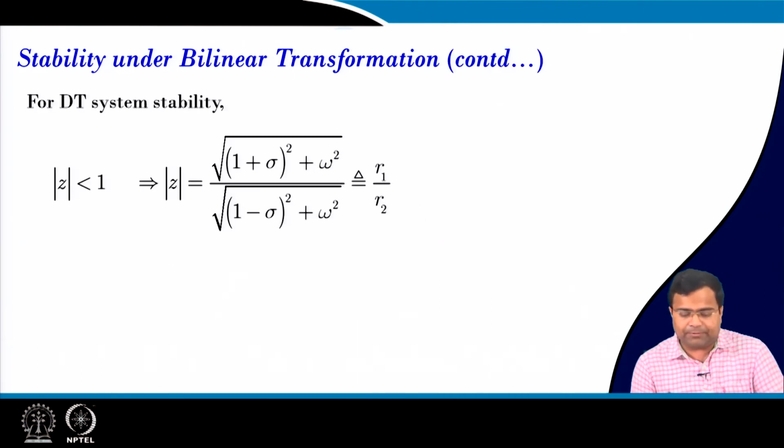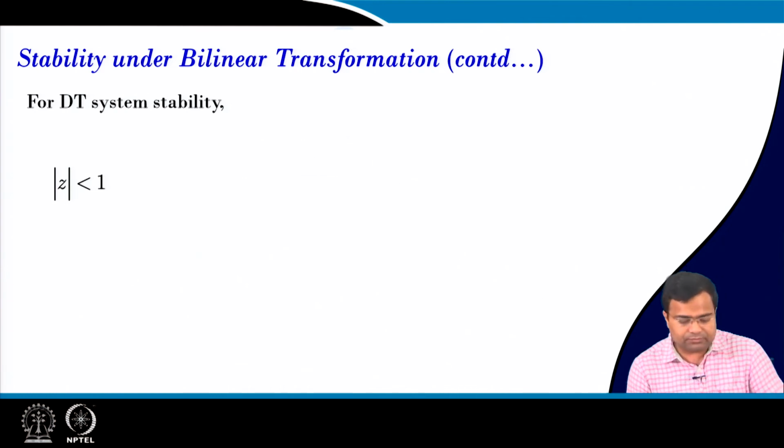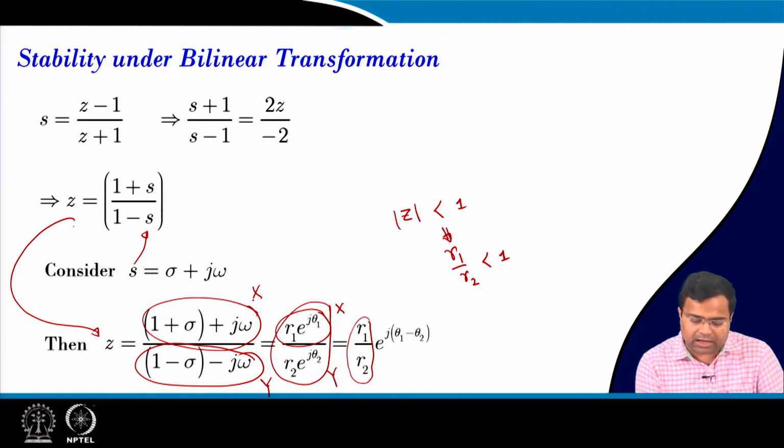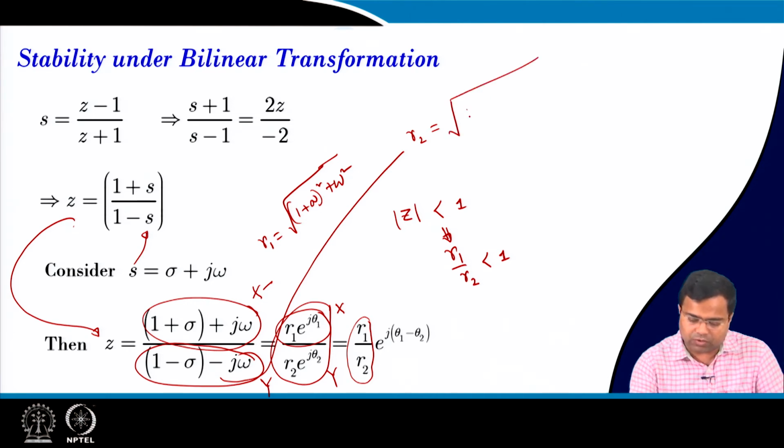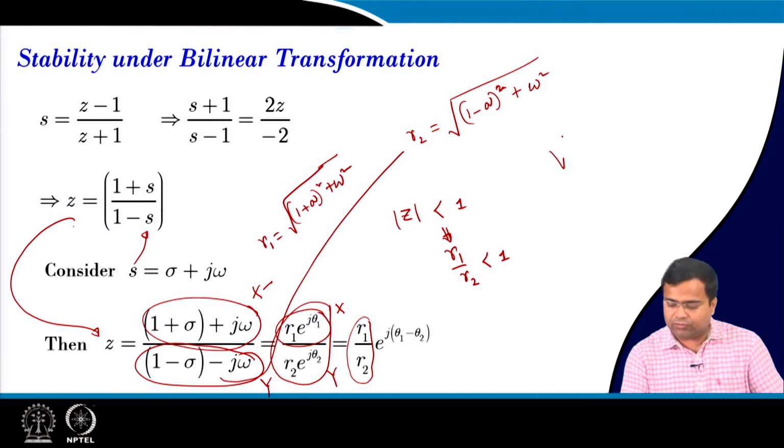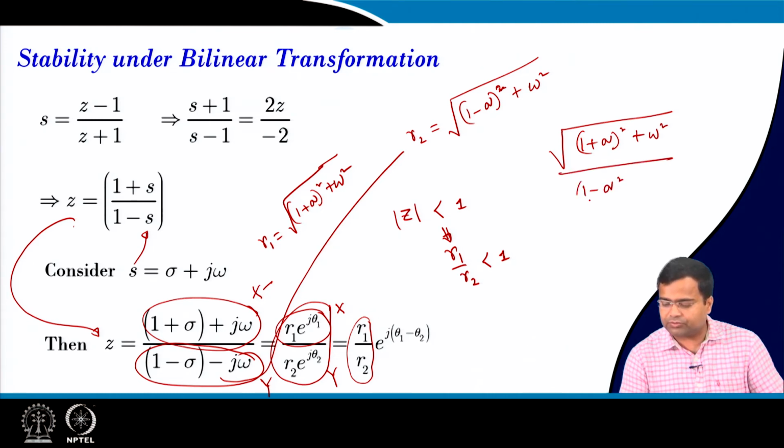So that means, if we again write what is my r1. If you take the first term, what is the r1 for this? Here r1 will be the square root of (1 plus sigma) whole square plus omega square. And what is my R2? It is coming from here, right. So it will be (1 minus sigma) whole square plus omega square. So if you take R1 by R2, it will be (1 plus sigma) whole square plus omega square divided by (1 minus sigma) whole square plus omega square.